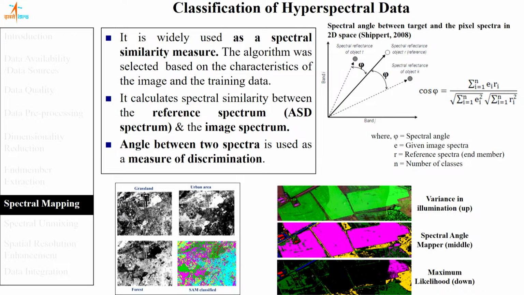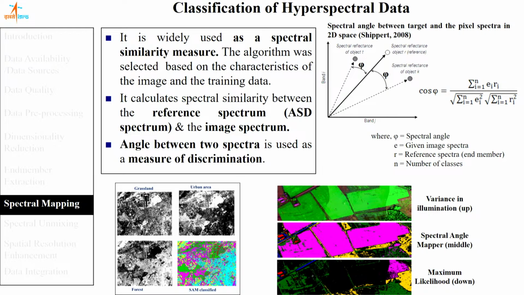So first, SAM classification, how it works. Normally in this case you require two measurements, reference and your image spectra. The reference spectrum is also called the ASD spectrum, because in earlier days the spectroradiometer which was invented was the ASD spectroradiometer, so the format is ASD. Or you can use it from another spectroradiometer also. They will be called reference spectra.